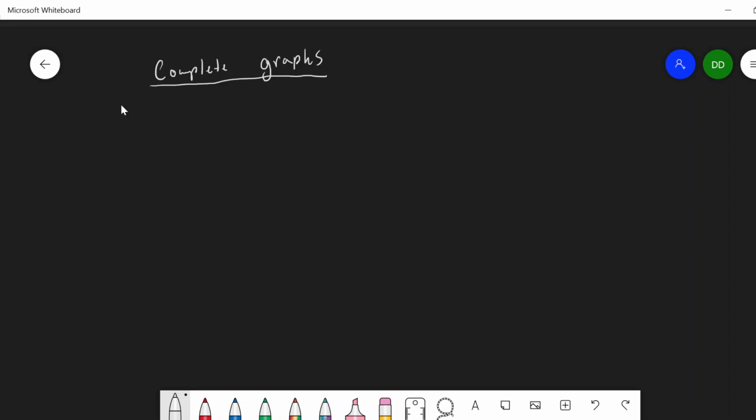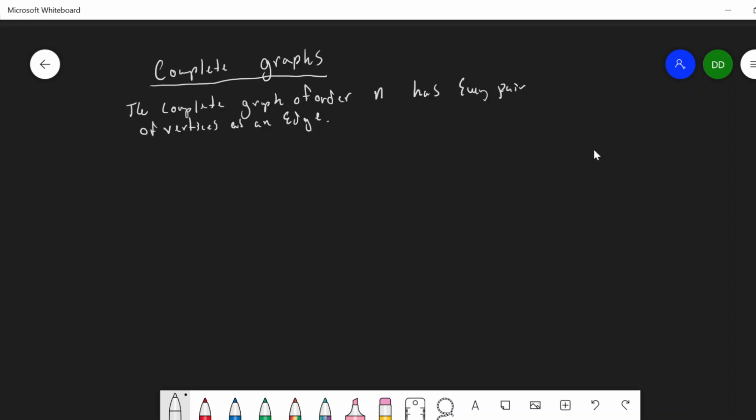So complete graphs are defined by letting there be n vertices. So let's say the complete graph of order n. Remember that means it has n vertices. It has every pair of vertices as an edge. So its edge set is the complete list of pairs of vertices. The complete graph of order n, we often denote as Kn.